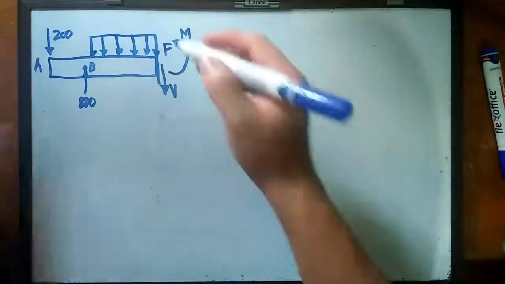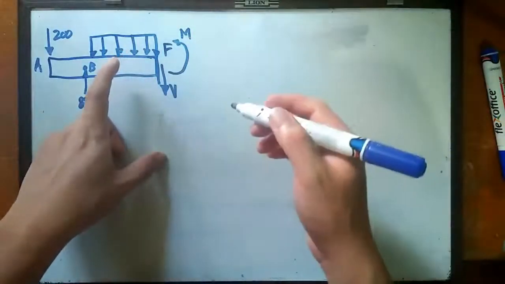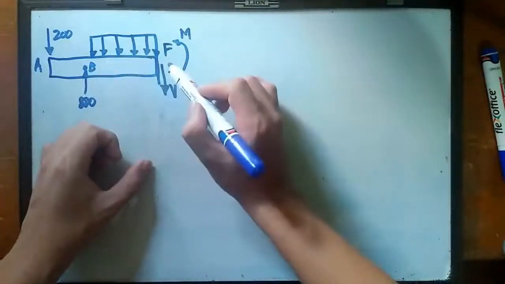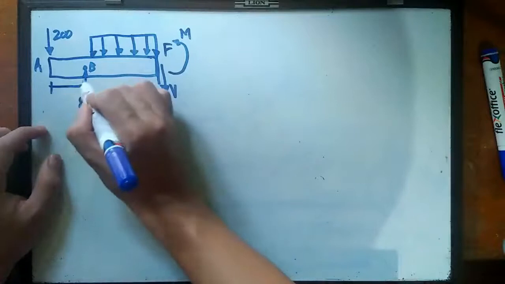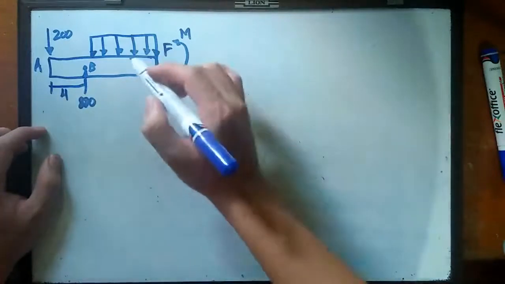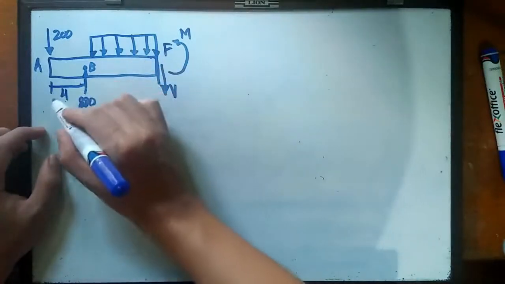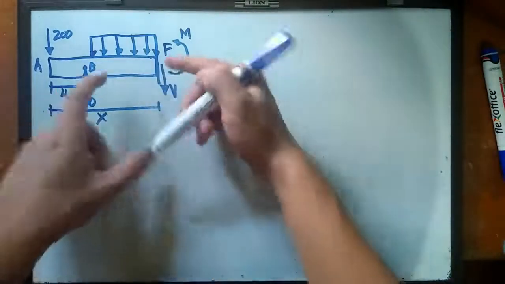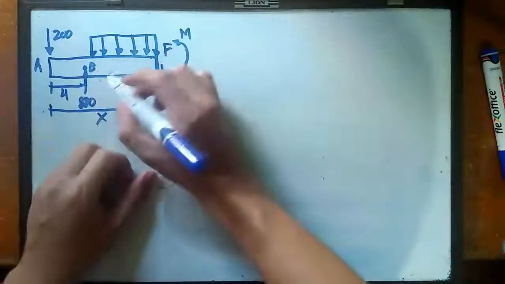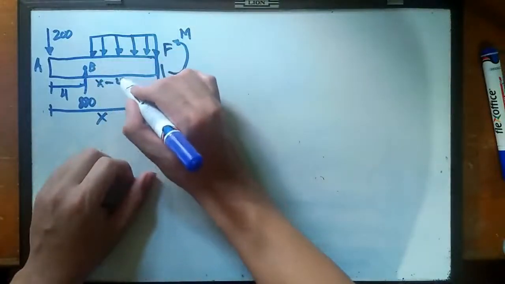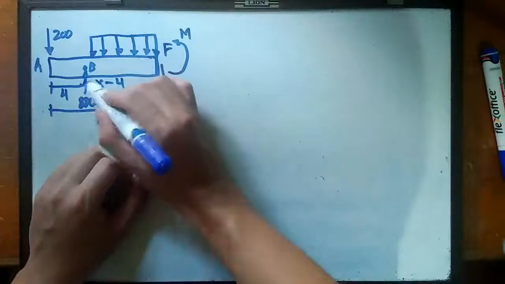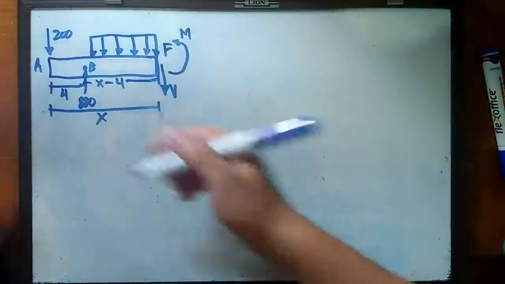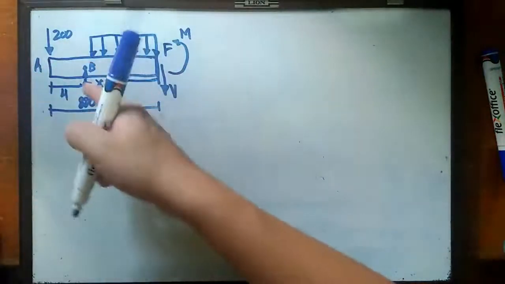And upon doing that, this should be 120 having the new length, which is this one from point B to point F. The measurement for this is 4 feet, and the whole measurement of this whole beam is equivalent to x, which means that the length from B to F should be x minus 4, right? So now we have the measurements for each point, A to B, B to F.